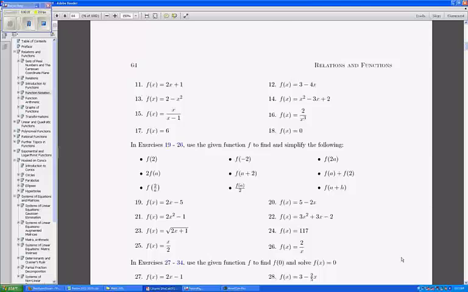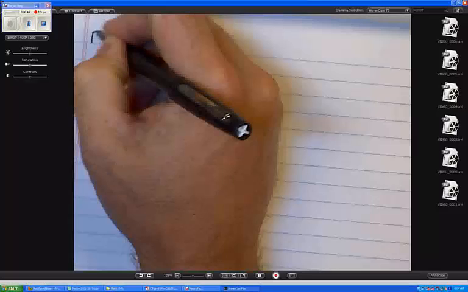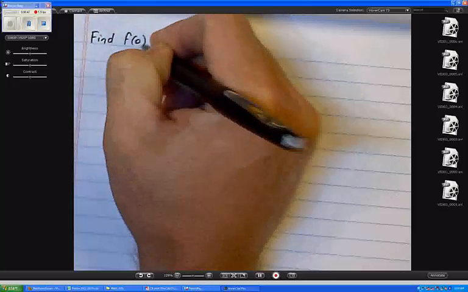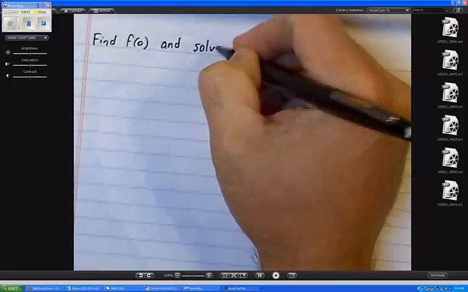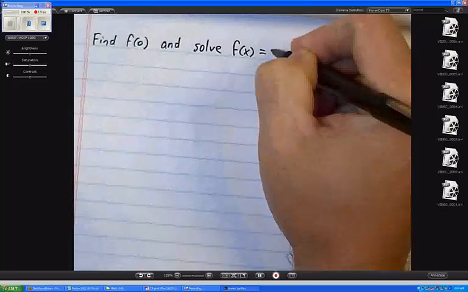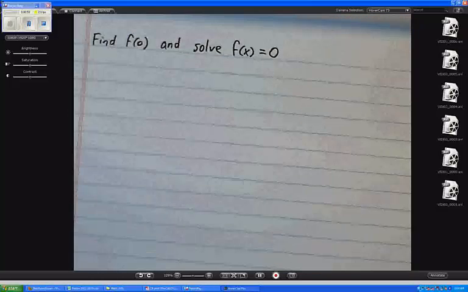So, when you guys were working on these exercises, the directions here at the bottom say in exercises 27 to 34, you want to do two things. And I want to read this to you so you know what we're talking about. It says, find f of 0 and solve f of x equals 0. Okay? So that's two different things. When we say find f of 0, that's different from the directions that say solve f of x equals 0. Two different things.